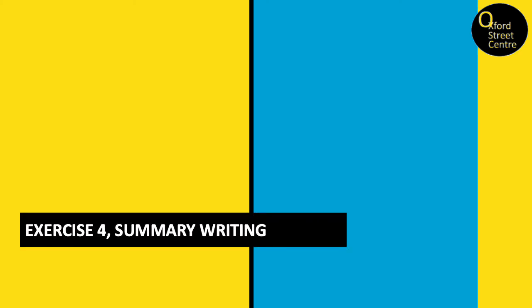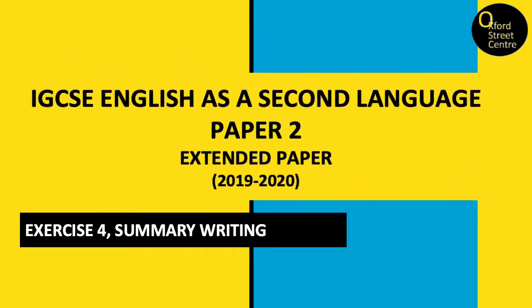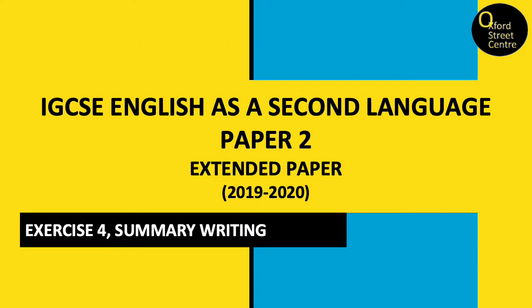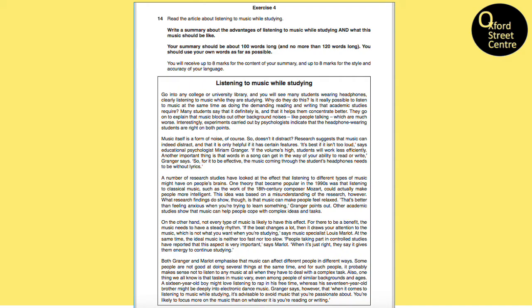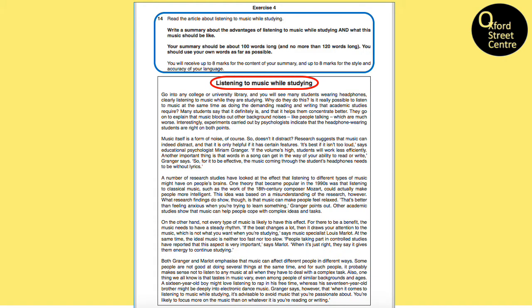In this video, we learn what exactly exercise 4 in paper 2 IGCSE English as a second language looks like and how to perform this exercise to get a good mark. As you can see, this exercise includes a few guidelines followed by an article which is about a certain topic. Here, for example, you read an article about listening to music while studying.